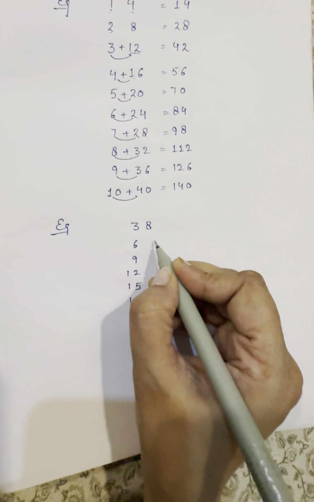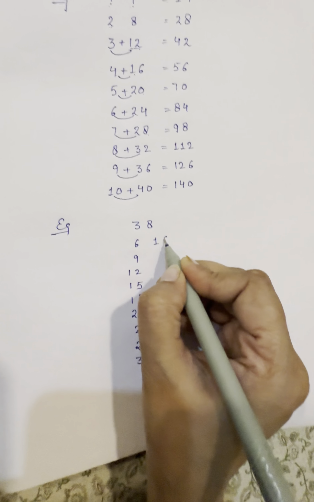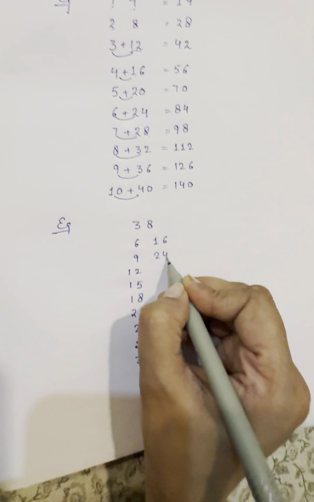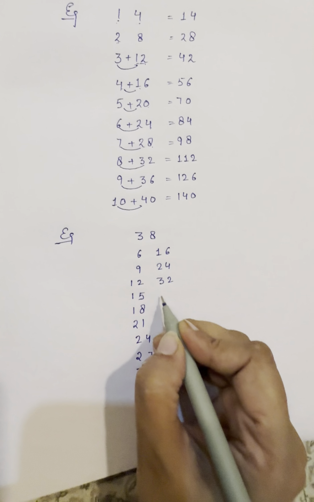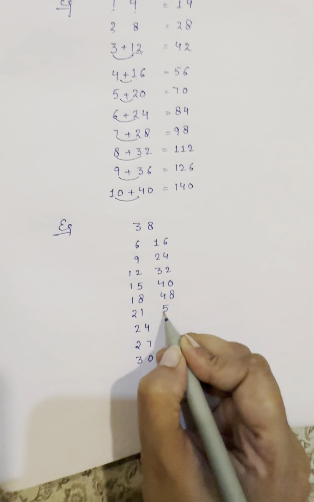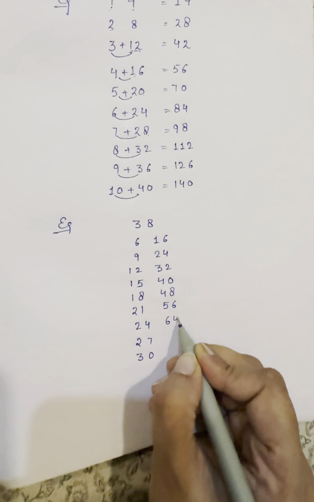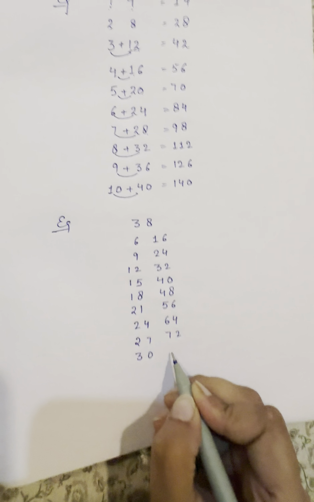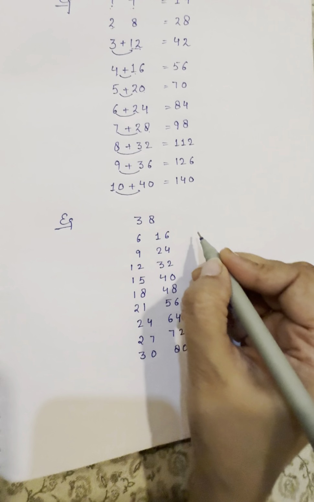And now the table for 8. 8 ones are 8. 8 twos are 16. 8 threes are 24. 8 fours are 32. 8 fives are 40. 8 sixes are 48. 8 sevens are 56. 8 eights are 64. 8 nines are 72. 8 tens are 80.